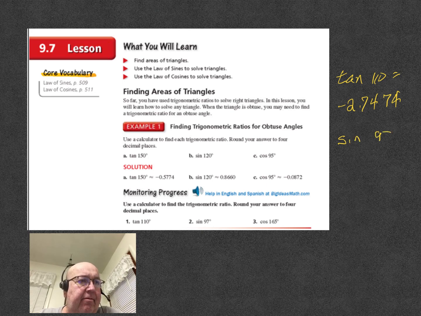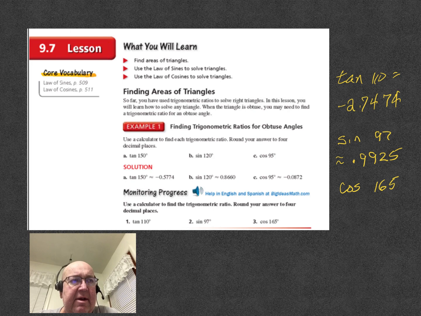A lot of online calculators will have these as well. So sine 97 is going to be equal to about 0.9925. Remember that these are estimates because we're rounding, we're not using actual solid numbers. Next we have the cosine of 165 and equals, and we're going to get negative 0.9659. So those are pretty simple things.